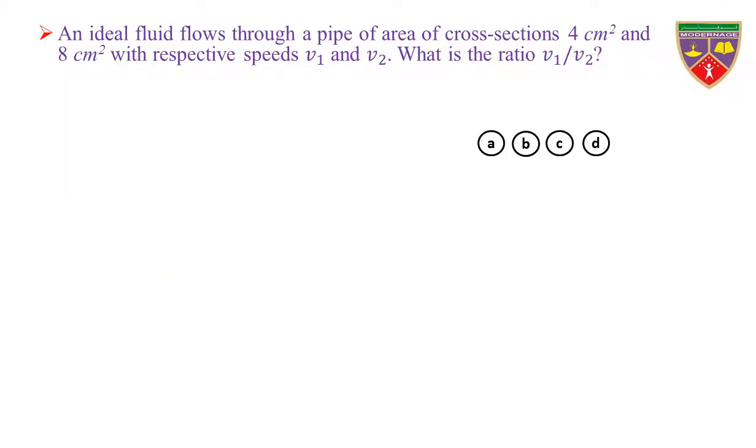An ideal fluid flows through a pipe of area of cross-section 4 square centimeter and 8 square centimeter with respective speeds V1 and V2. What is the ratio V1 divided by V2? Option A, 1 to 2; option B, 2 to 1; option C, 4 to 1; option D, 1 to 8. The key is 2 to 1. Therefore, the correct option is B.